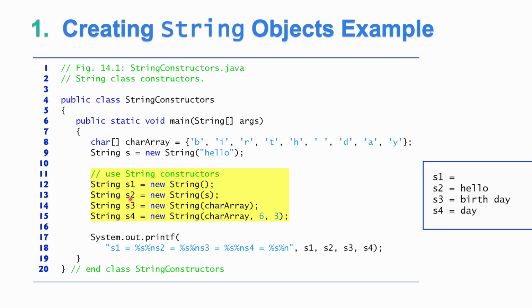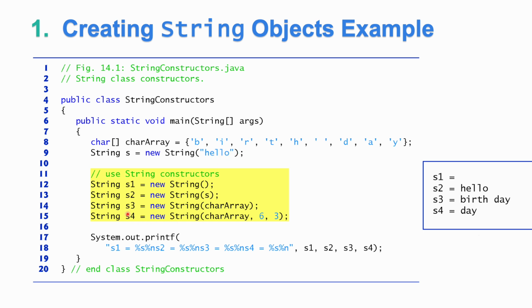The third one, which is referenced by the string variable s2, is created from the string object referenced by s. So s and s2 reference 2 different string objects that have the same content, which is the string value hello.